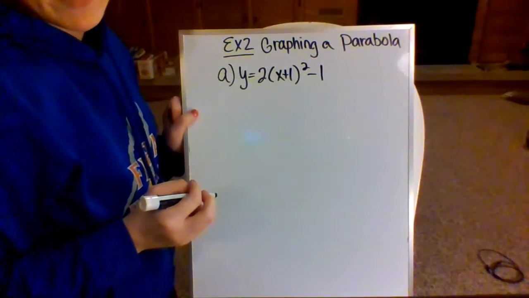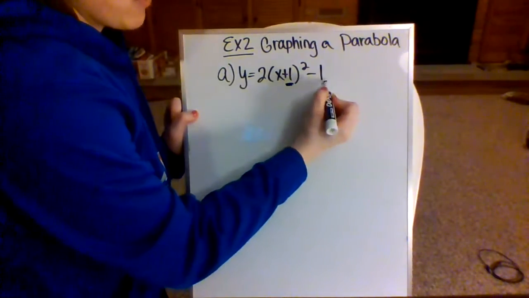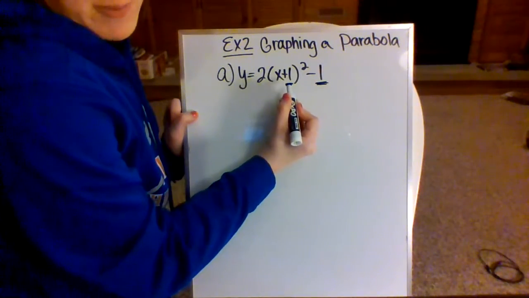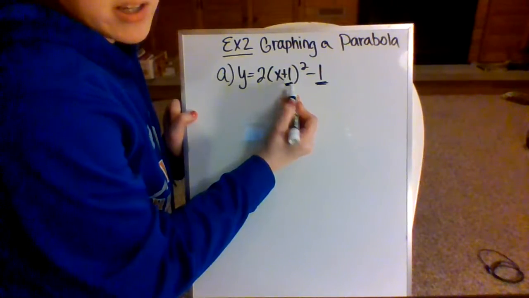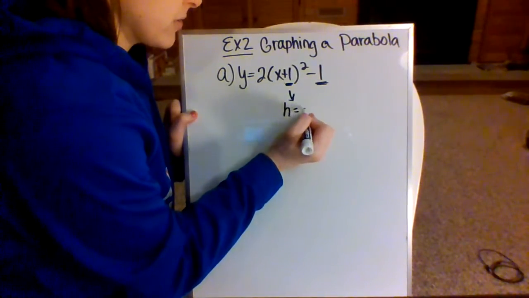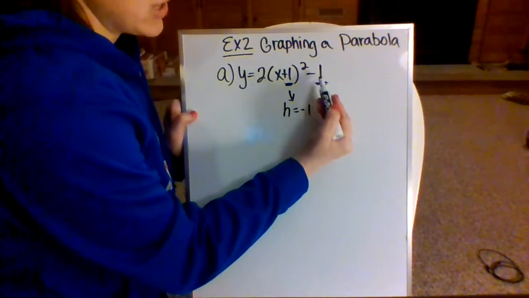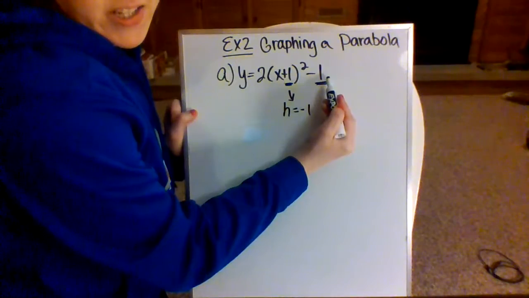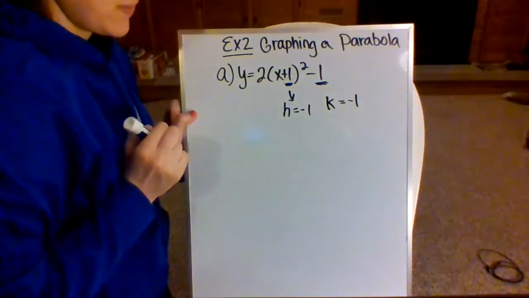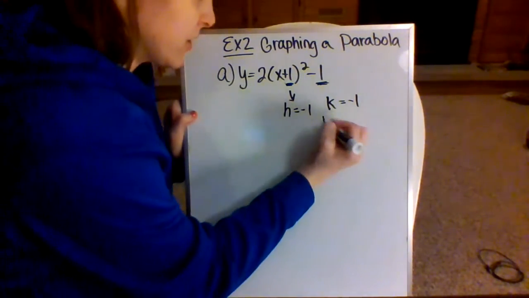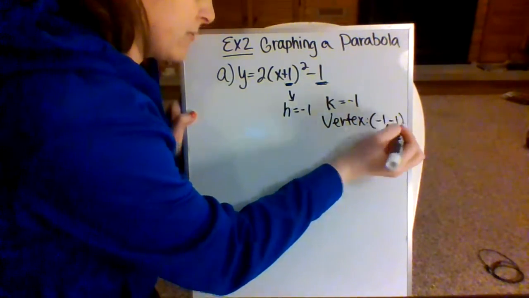Alright, so this is the equation of our parabola, and if you remember from the previous video, the vertex is determined by these numbers. The generic formula says x minus h squared, so since this says plus 1, our h value is going to be negative 1. Our k value here, it's supposed to say plus k at the end. Since this says negative 1, our k value is negative 1. So that means our vertex is negative 1, negative 1.